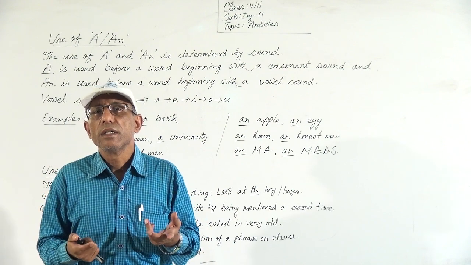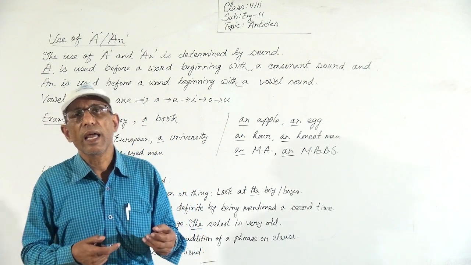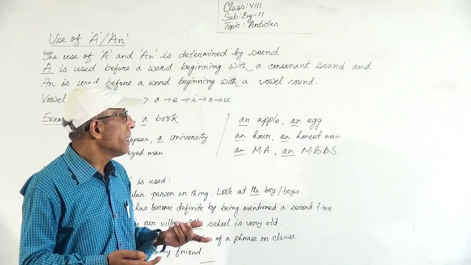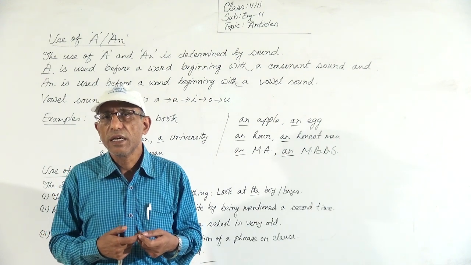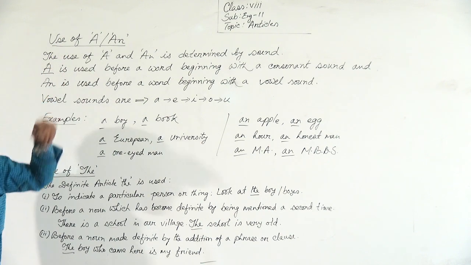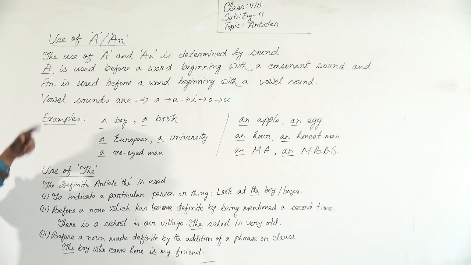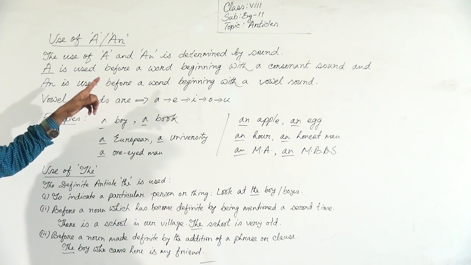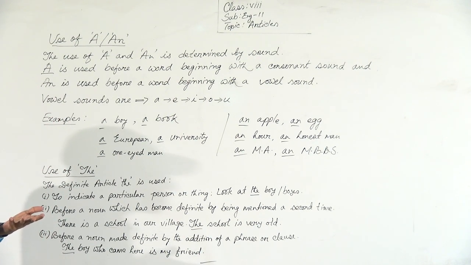Okay, also you know some uses of articles. We use a and an as indefinite articles, and we use the as the definite article. Now look at the blackboard. At first, the use of a and an. When or how can we use a or an? The use of a and an is determined by sound.